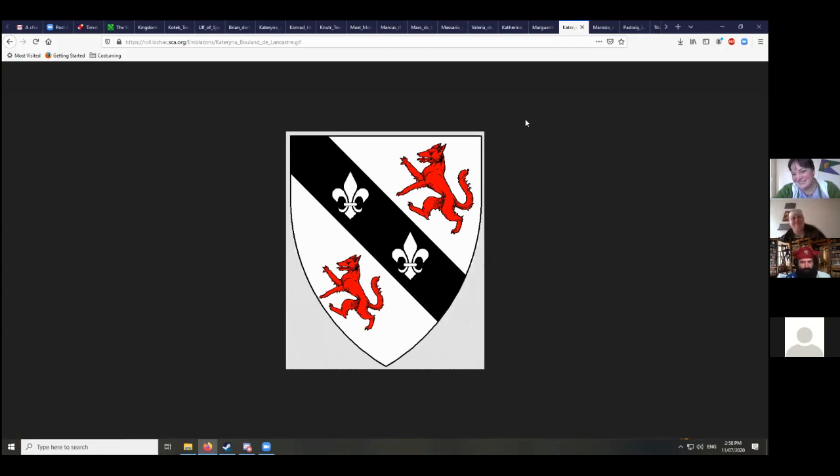Very close. Very close. But here's where it gets wacky. You got primary, secondary, tertiary, which implies you do the primary first, the secondary second and the tertiary third. And you've got the right grammar as well. You just got the order messed up a little bit. I would blazon this as: argent, on a bend sable between two wolves gules, two fleurs-de-lis argent. So I've defined the field first. I say that there is something on the bend, but the bend is between some other stuff. And then I say what's on the bend. Okay. Does that make sense to everyone?